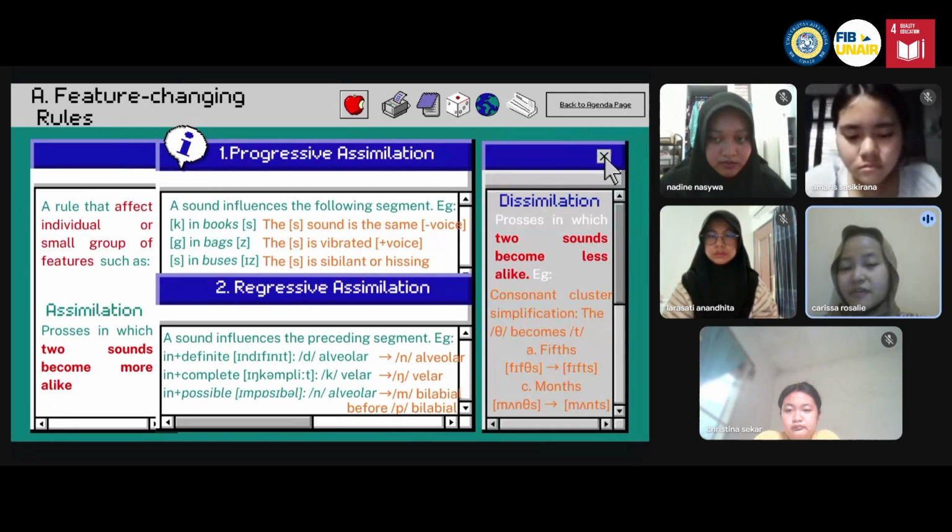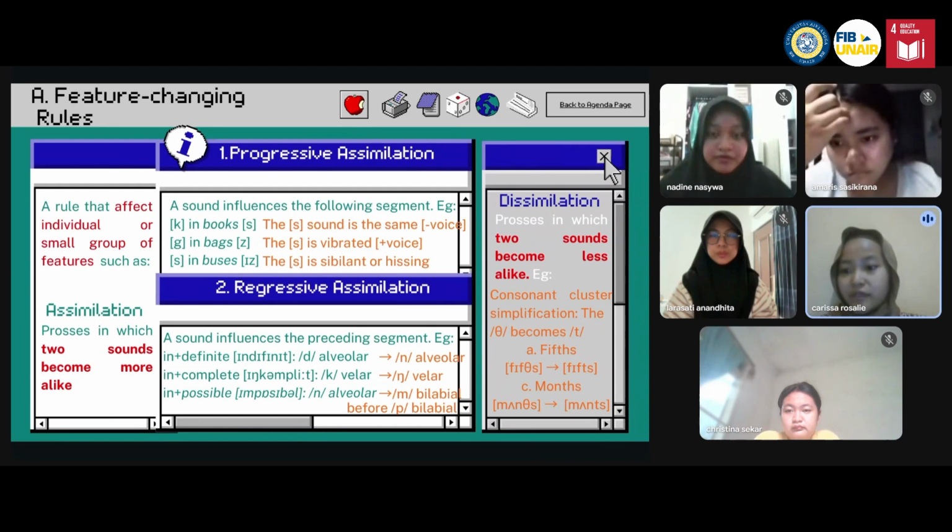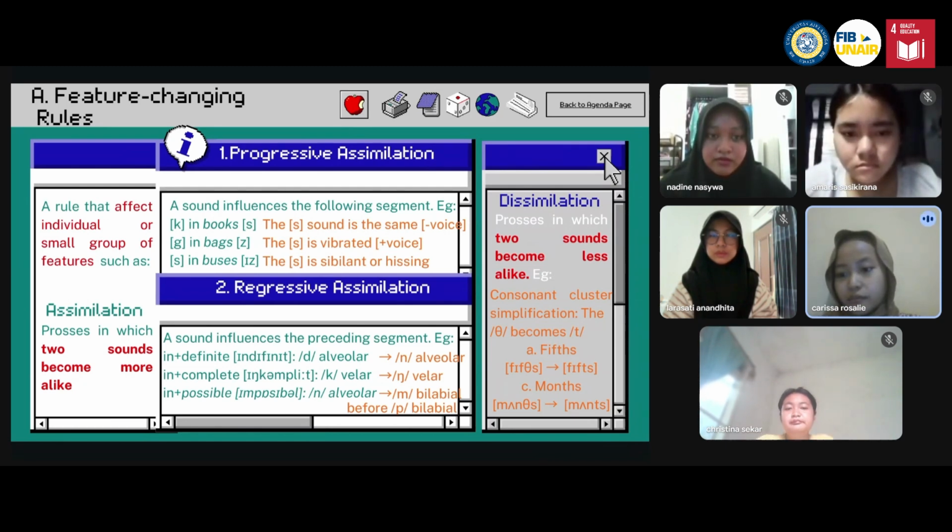Here we can see fifths. Many people find it hard to pronounce the T in the middle of the word, so they simplify it into the usual T using a fricative. You can see here fifth and months for the example.